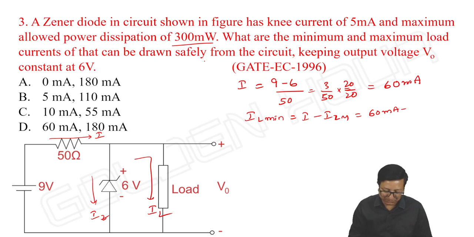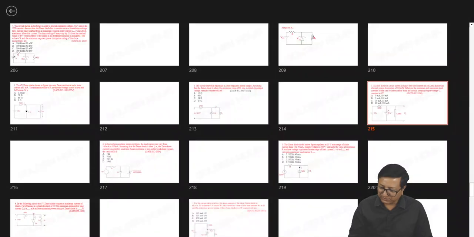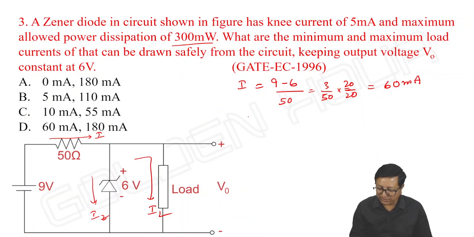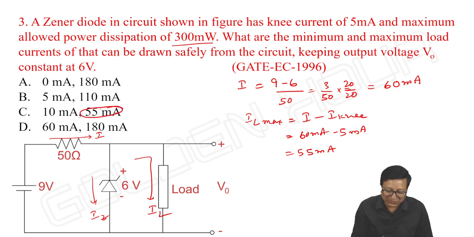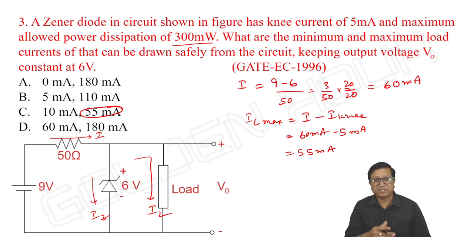Oh, IZM means I should know the power rating. First, let us calculate IL maximum. It is I minus the knee current. It is 60 milliampere minus the knee current. How much? 5. It is 55 milliampere. So the interesting point here is 55 milliamperes is here. So I need not worry about finding IL minimum because nowhere we have that 55. So here itself we got the answer.